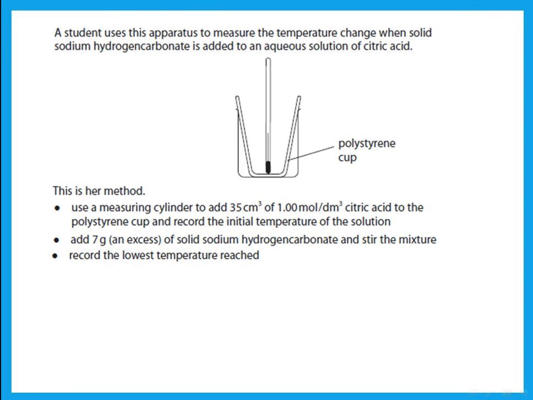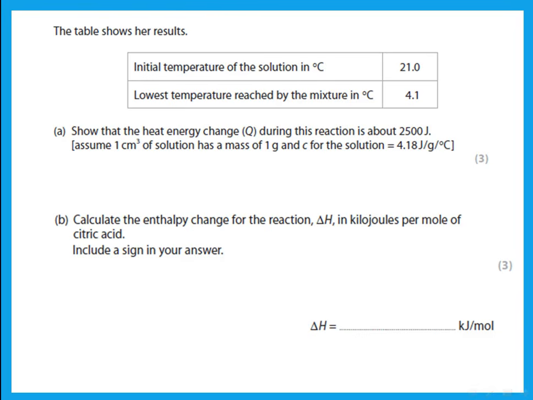So that comes out in joules. This is another reaction where he says the student uses this apparatus to measure the temperature change when solid sodium hydrogen carbonate is added. And he says use a measuring cylinder to add 35 centimeter cubed of 1 mole per decimeter cubed of citric acid. He recorded the initial temperature. He added 7 grams of sodium hydrogen carbonate, and he stirred the reaction. Now, the initial temperature is this, and the lowest temperature is this. Show that the heat energy is about 2500.